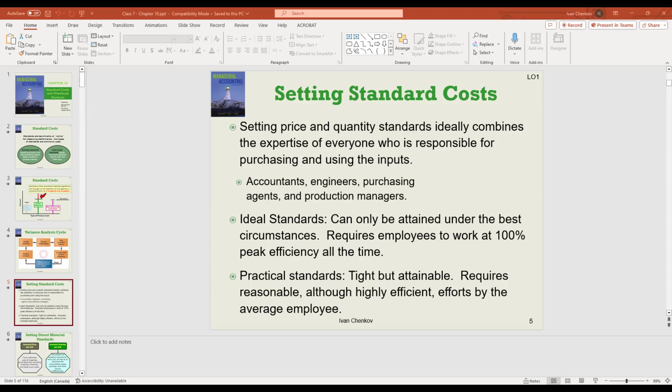So what's the next thing? The next thing is the practical standard. We have to come up with the practical standard, which is tight, but realistic and attainable, requiring reasonable, although highly efficient, effort by the average employee. Now here comes the point: what's the average employee?